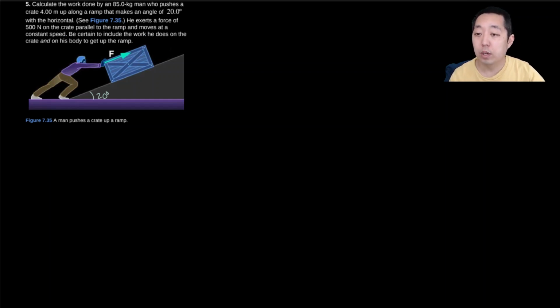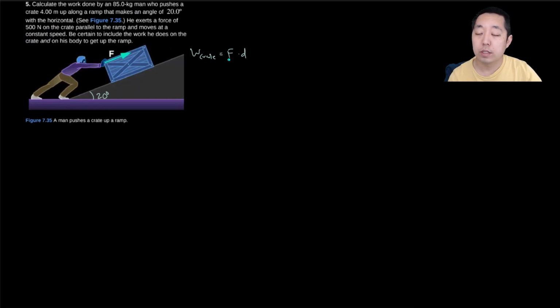Okay. So we have to do free body diagrams. Basically, the work that he does on the crate is his force times distance. Okay, so that one is pretty straightforward. Let's see.